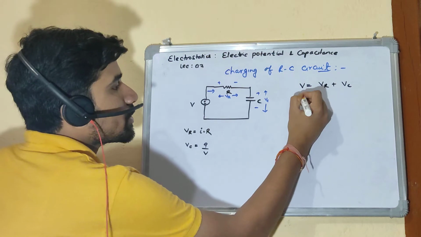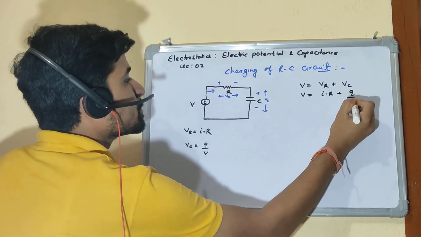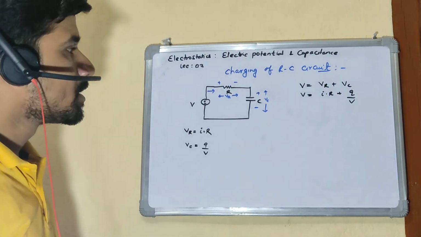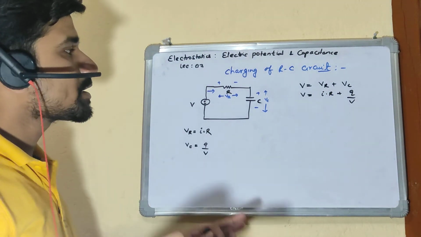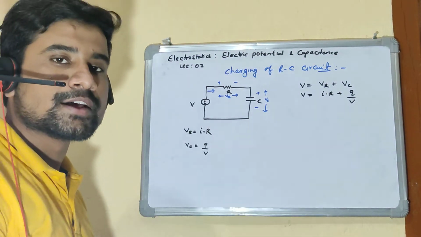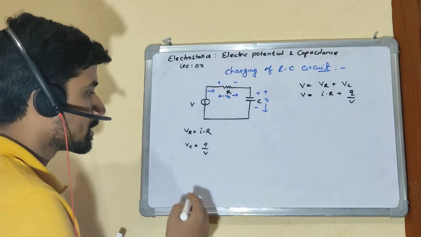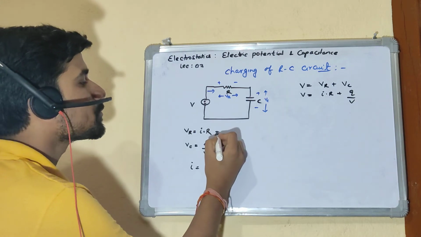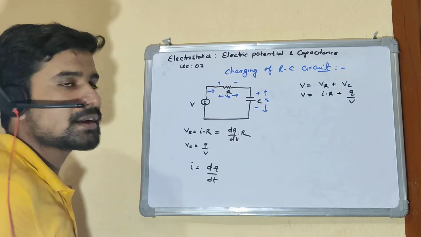So this V will be equal to I into R plus Q by C, right? Now we don't have any common components here. Let's convert current into charge form. What is current? Current by definition is the rate of flow of charge. So this IR can also be written as dq by dt into R.